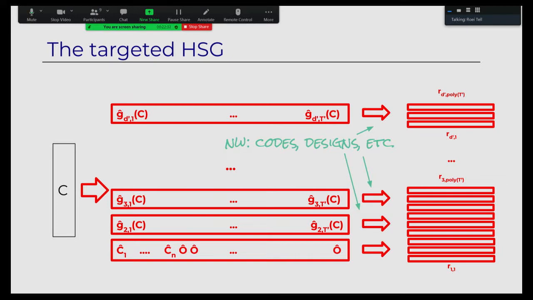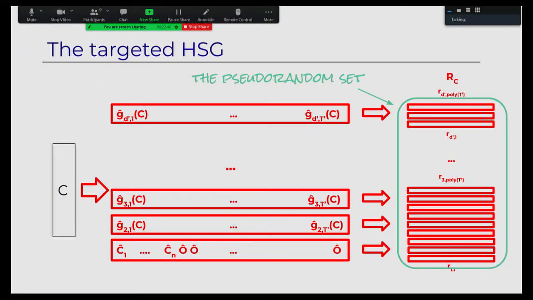So now on the right-hand side, we have a bunch of sets, each set corresponding to the row from which it was produced. And the final targeted hitting set generator outputs the union of everything on the right. We started from C, we computed f of C, we did a bunch of encodings, we applied Nisan-Wigderson type of stuff to each row individually, we took the union. This is a description of the algorithm. Questions about how this algorithm works? Forget about why it's correct.